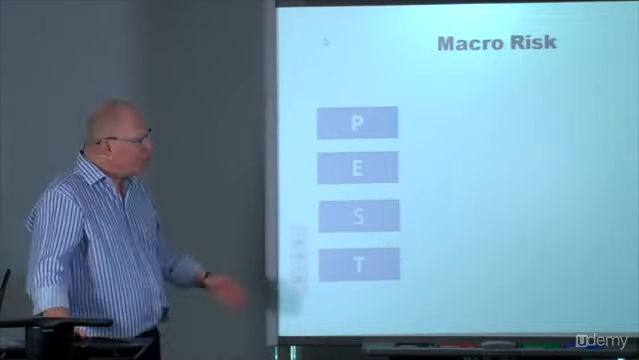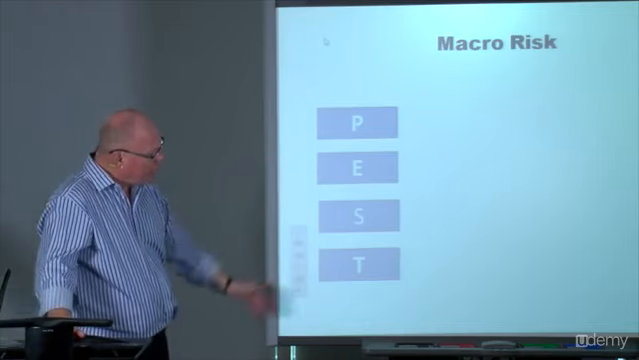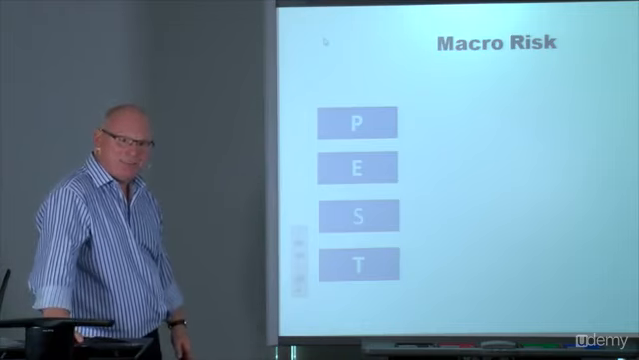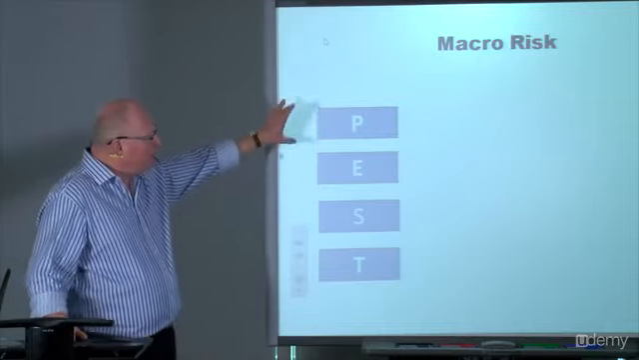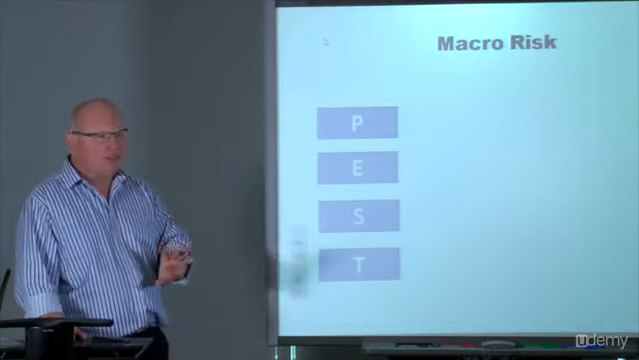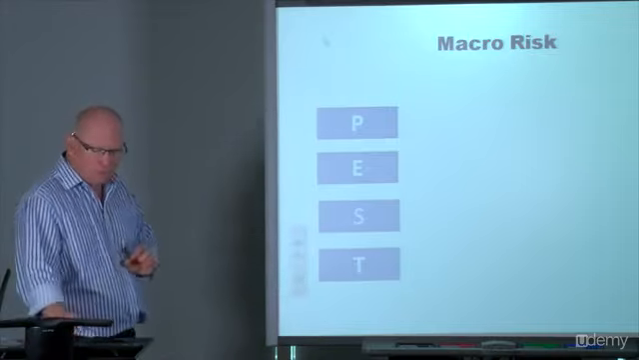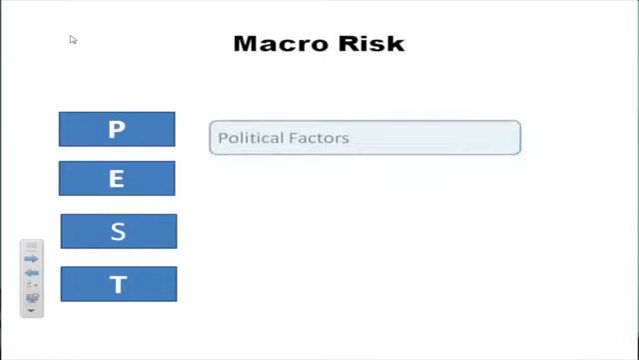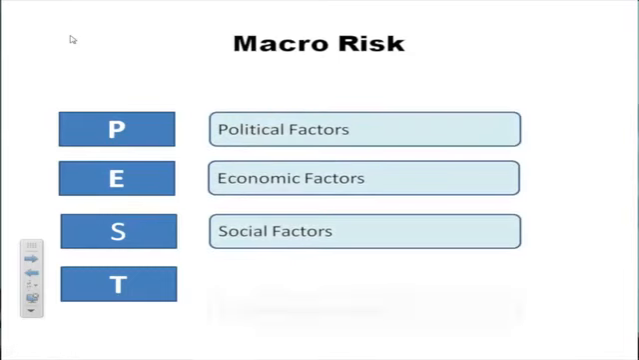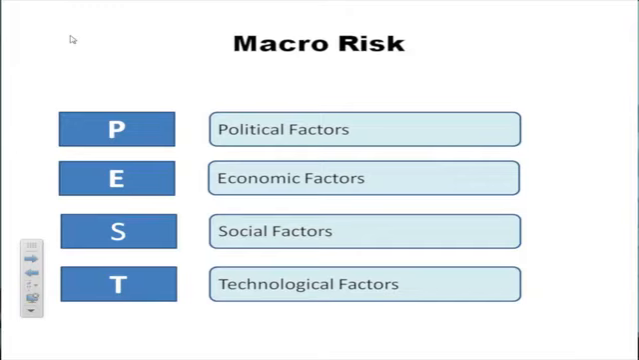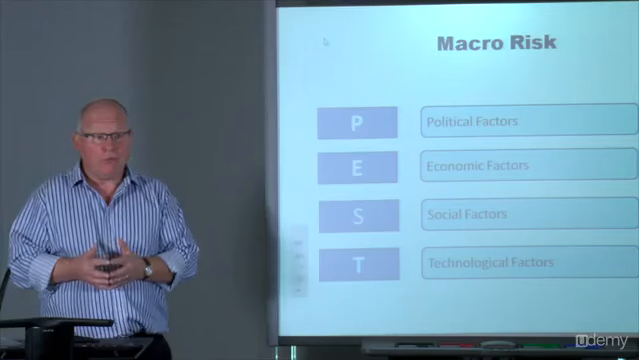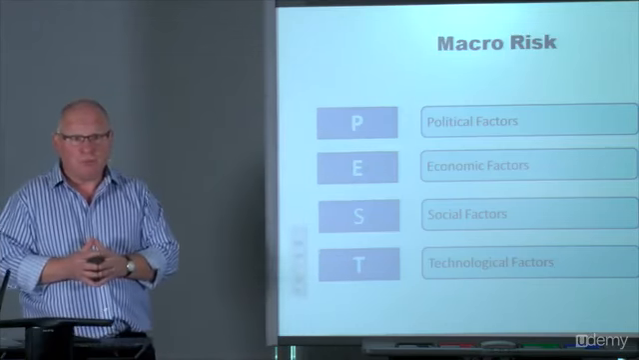One of the most common techniques for assessing macro risks is what's referred to as a PEST analysis. PEST standing for political factors, economic factors, social factors, technological factors. And against each of those, we have a number of considerations. Now, any business is going to be affected by these to a greater or lesser extent. Some will be affected by these on all four of the factors, others by just a few.